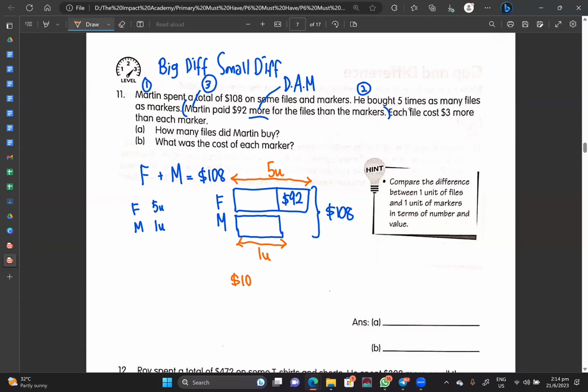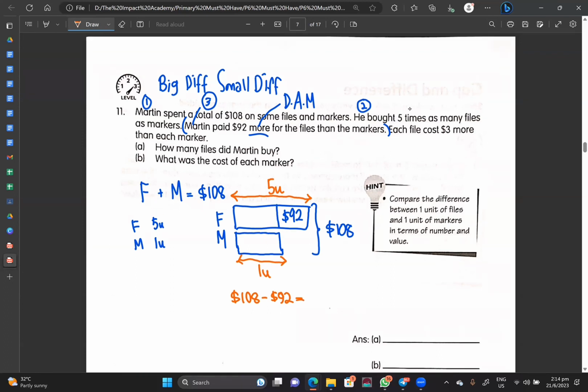So you just have to do 108 minus away $92. We get to $16. Okay, after that, what do you want to do? You want to do $16 divided by 2, and we get to $8. So we know that this is $8, and then this is also $8.